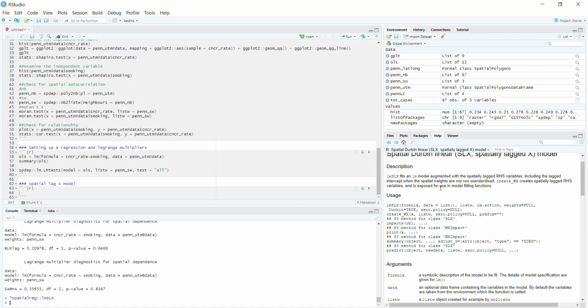And so if we look down here at the formula, or the parameters, it's going to look very similar to what we had in the previous regressions. So it takes a formula just like before. It takes data just like before. What it takes now, though, is this listw, and this is going to be that exact same spatial weights matrix. Okay, so this is going to look very similar to what we've done in the past.